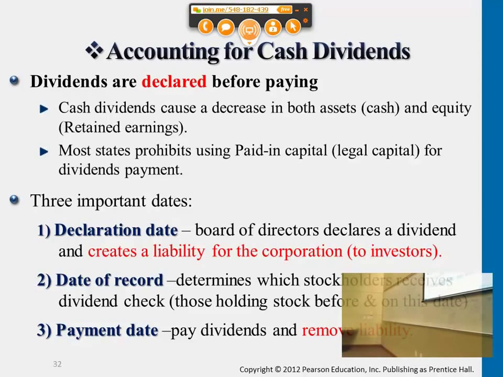Cash dividends cause a decrease in both assets and equity. Cash dividends means that shareholders basically are receiving checks. From the company's perspective, they're reducing their cash, and they're also using up their retained earnings to give dividends.